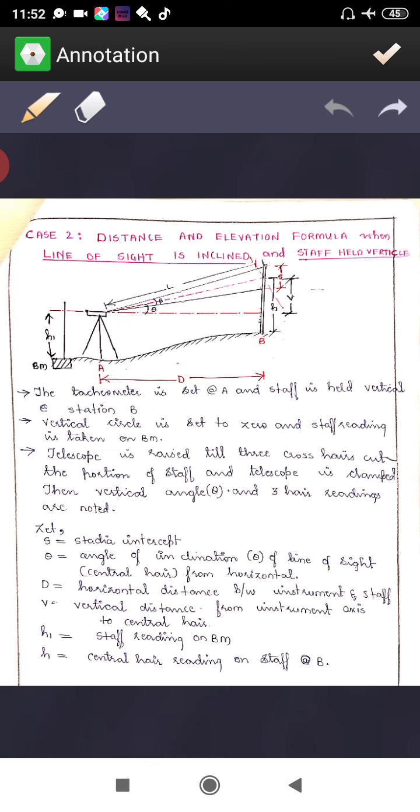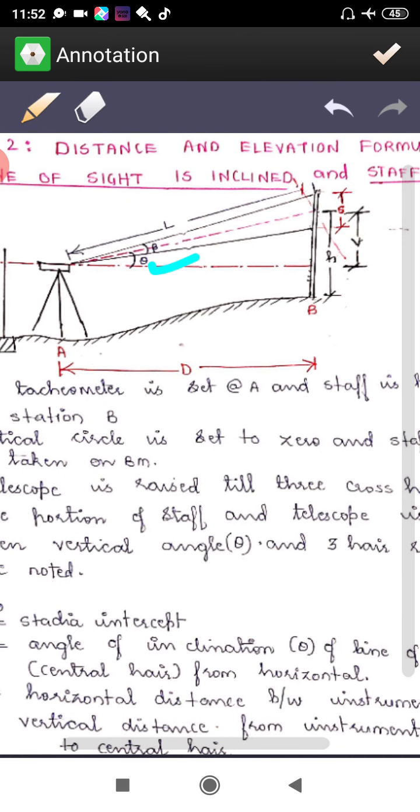Then next, the telescope is raised till the three crosshairs cut a portion of the staff, and the telescope is clamped. Then the vertical angle theta will be measured. Vertical angle theta is going to be measured, right? And the three crosshair readings you have to note down: the upper, center and lower crosshair readings.